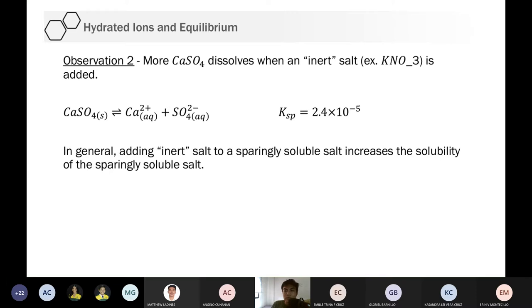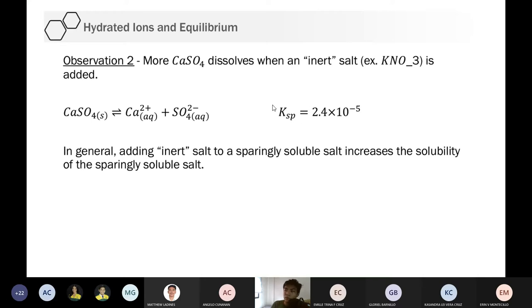Here's another observation. This can be done in the laboratory. Ito, nagawa ko rin to before, no? Actually, kahit sino pwede to gawin. Ang ginawa nila dito is that you have calcium sulfate, which is a precipitate. So, yung calcium sulfate mo, lagay mo sa tubig. Mag-ionize yun to a very small extent. However, in the presence of inert salts, for example, potassium nitrate, pag naglagay ka daw ng potassium nitrate, your precipitate will dissolve more. Mas lalo daw siyang matutunaw.